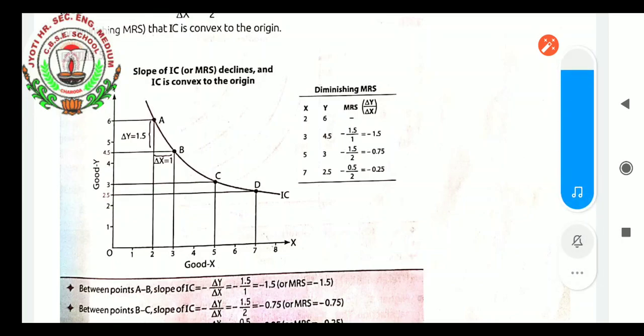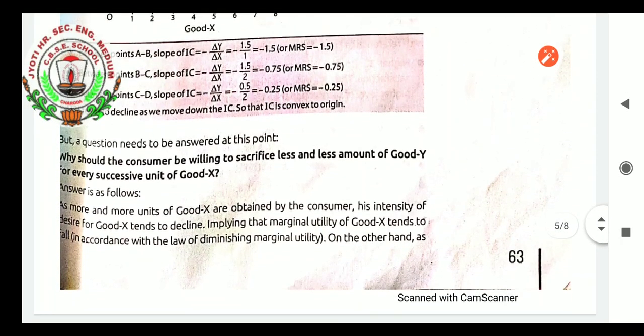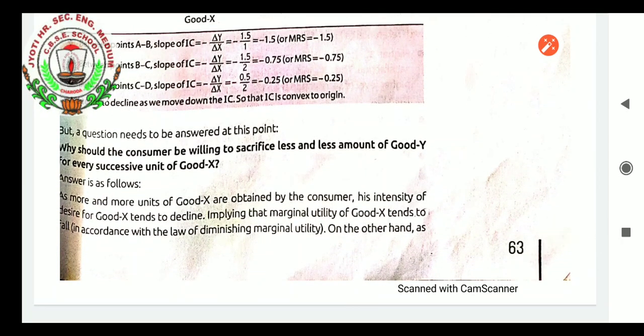Now comes, so this graph has been completed, but a question needs to be answered at this point. Why should the consumer be willing to sacrifice less and less of good Y for every successive unit of good X? The reason is that our satisfaction will not completely go. Slowly it will decline. Completely from one product it will not go off. Because of that, as more and more units of good X are obtained by the consumer, his intensity of desire for good X tends to decline, implying that the marginal utility of good X tends to fall, in accordance with the law of diminishing marginal utility.